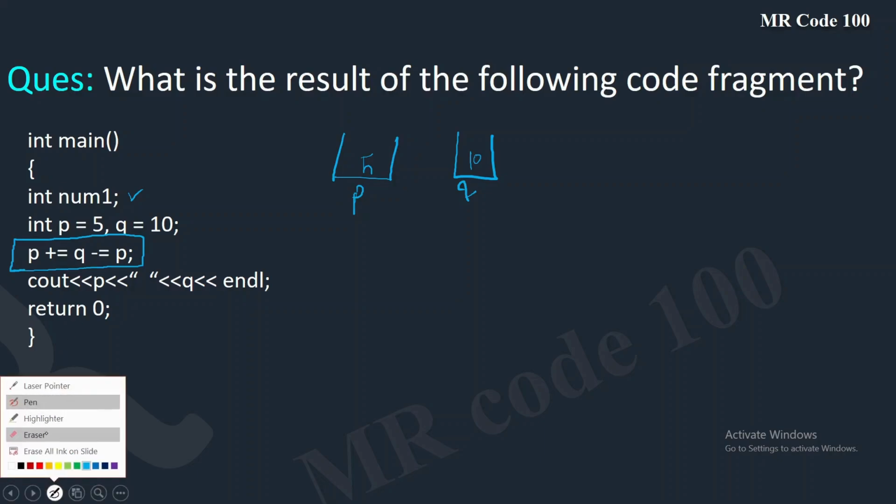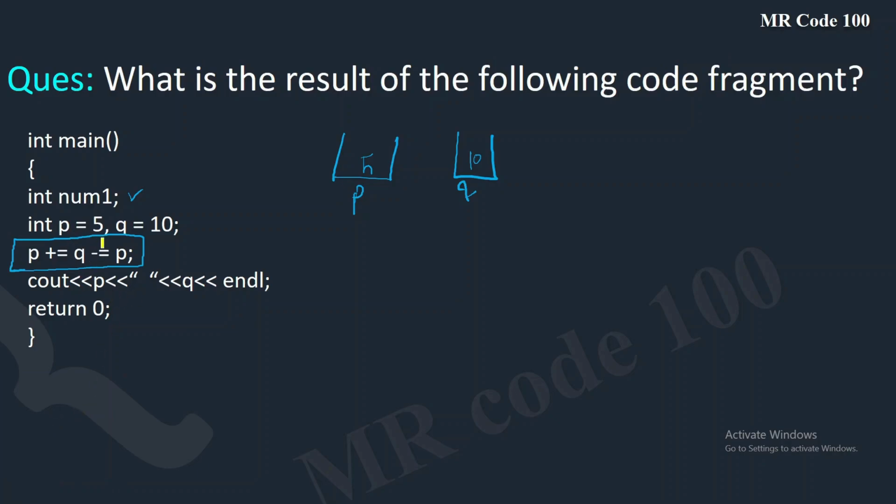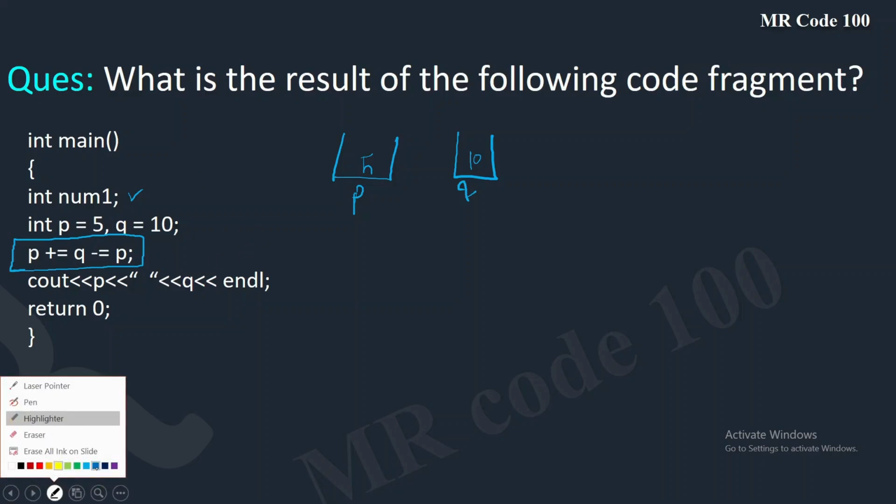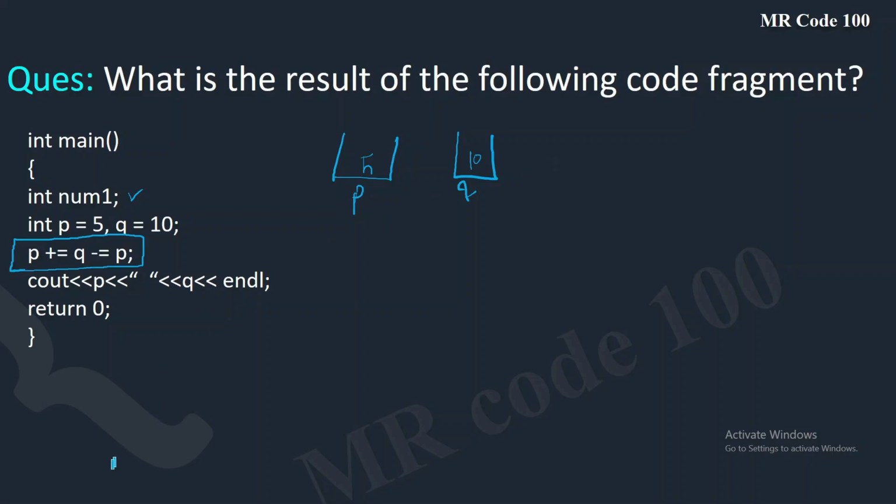Suppose now you can ask me, Apu, where should I start from? As it has plus, it has minus, equals. You have already said that we should start from the left side. So should we start from this one first? Like p plus equals q minus equals p. We first should do p plus equals q and then q minus equals p like this. The answer is no.